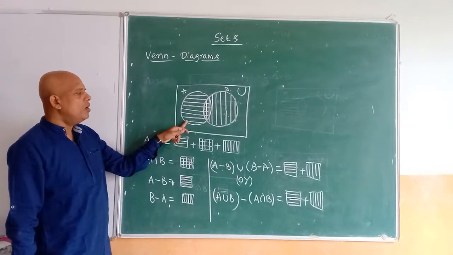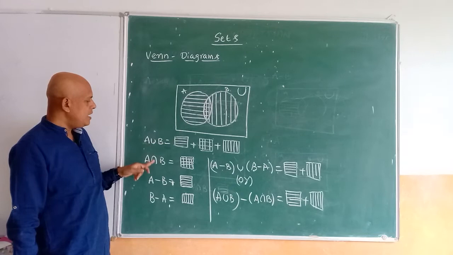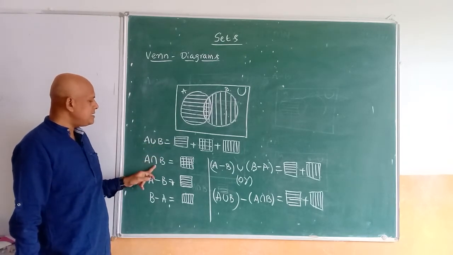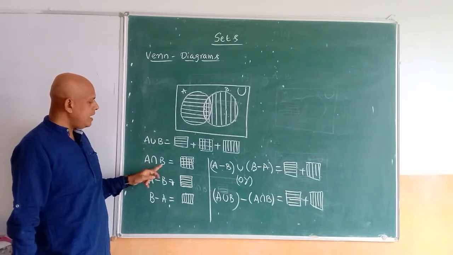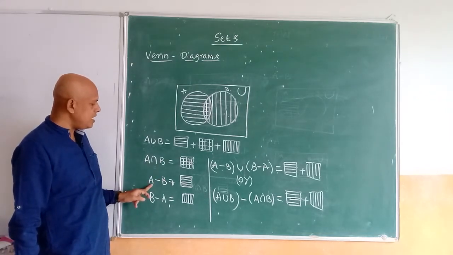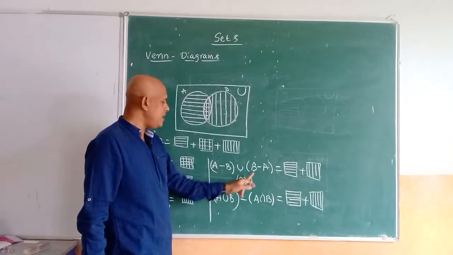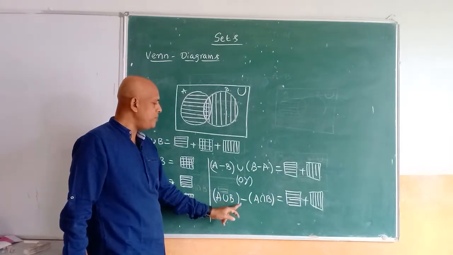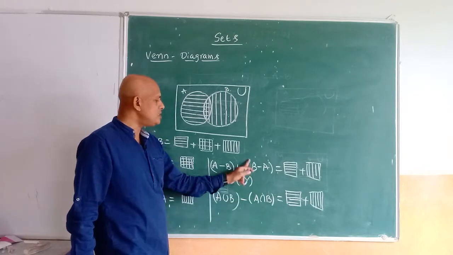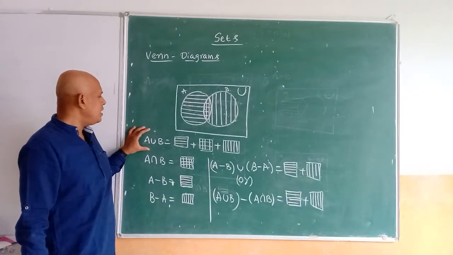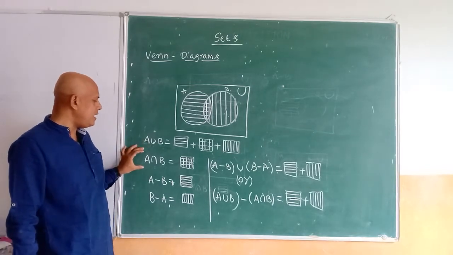You can show all the operations in one diagram: A union B, which can also be called A cup B, and A intersection B, which can also be called A cap B, and the difference of two sets, A minus B and B minus A. So A minus B union B minus A, which is also equal to A union B minus A intersection B, is called symmetric difference.